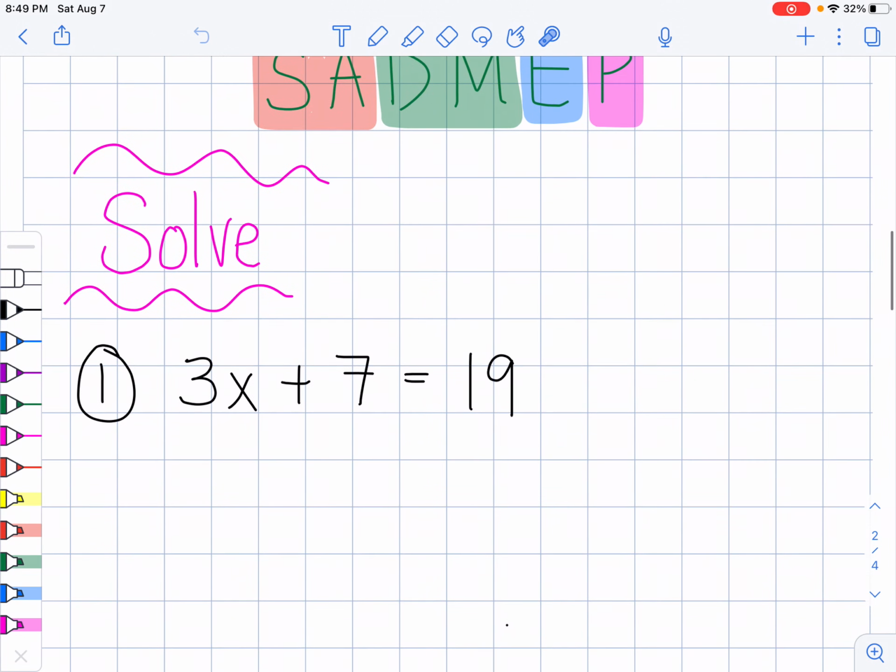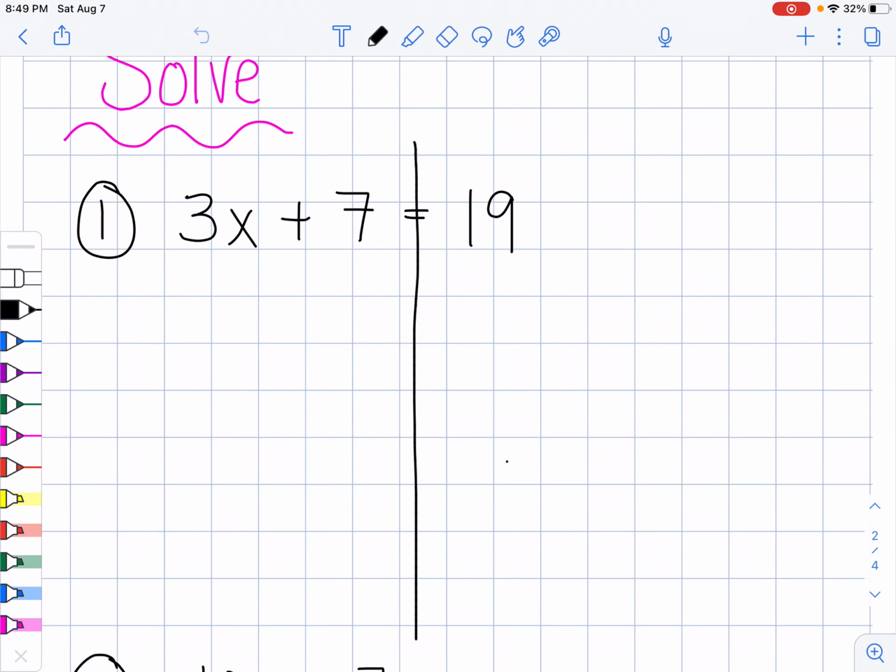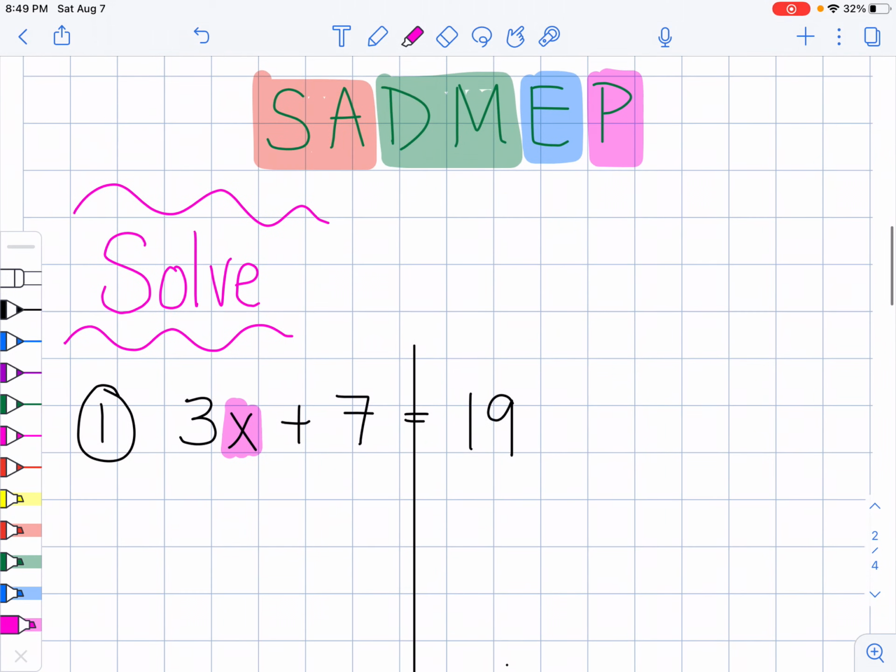So I want to solve. First thing I'm going to do is put a line right down my equals, so I remember whatever I do to one side of the equation, I'm going to do to the other. Here's the variable that needs to get on a side by itself. I have to move the 3 and I have to move the 7. I have to move anything that's added or subtracted to my variable. So the 7 is what I'm adding or subtracting. The 3 is something that I'm multiplying.